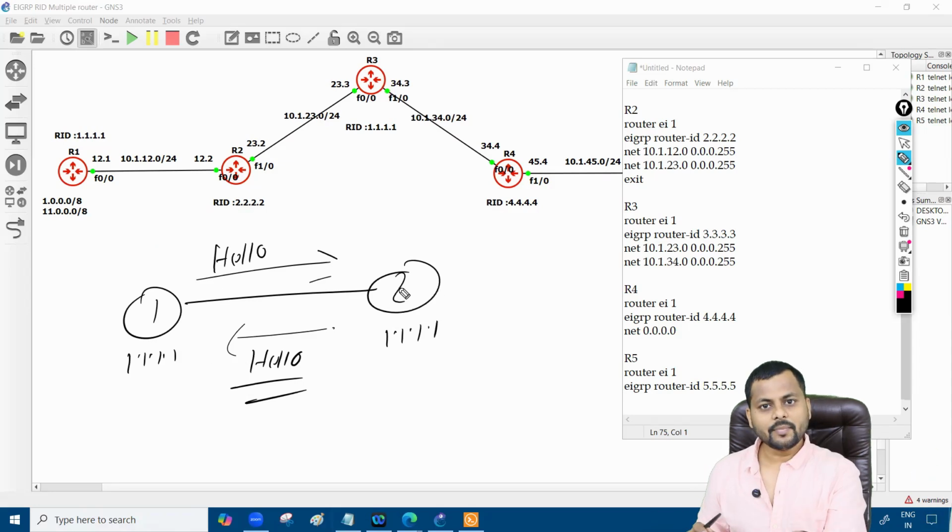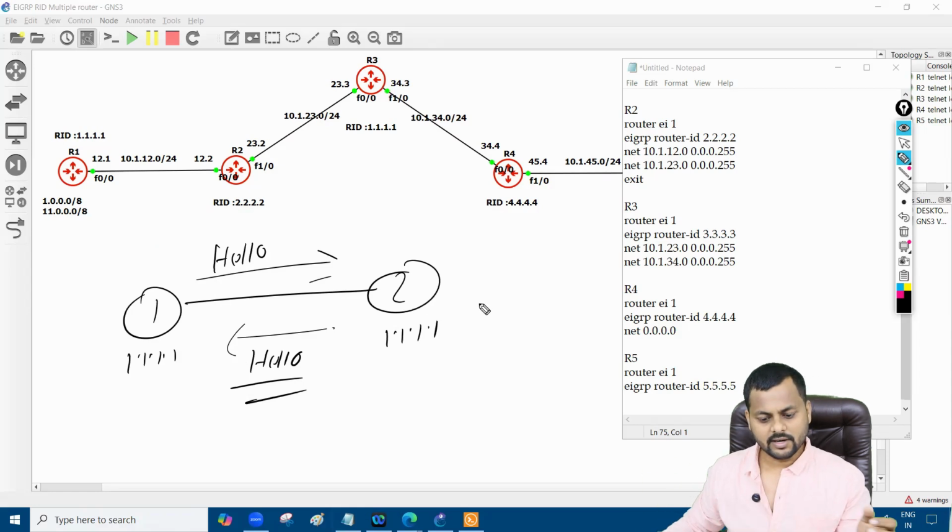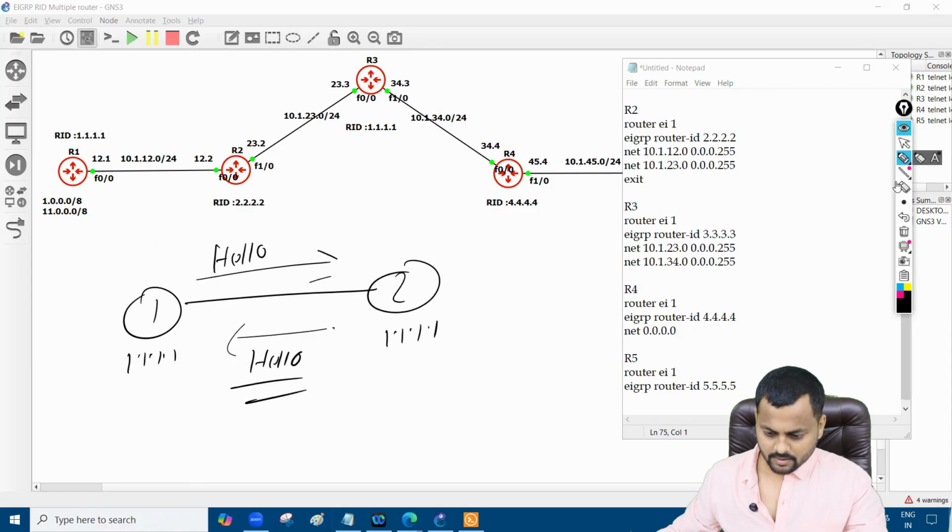But in case of the OSPF routing protocol, what happens? Under the OSPF hello packet, we put the router ID. So that's why I can know who my neighbor is, and the neighbor can know who I am as well, right? So that's why in the case of OSPF, they will not form the neighborship. But in case of EIGRP, they form the neighborship.